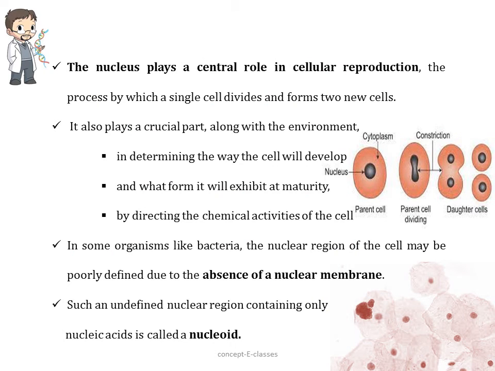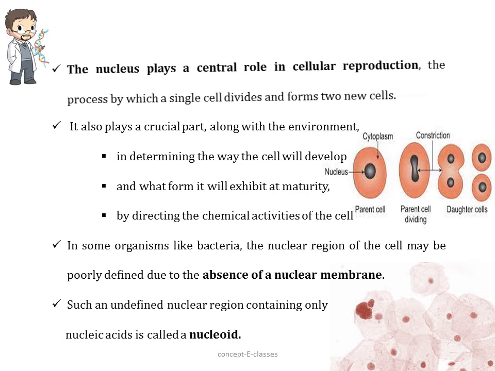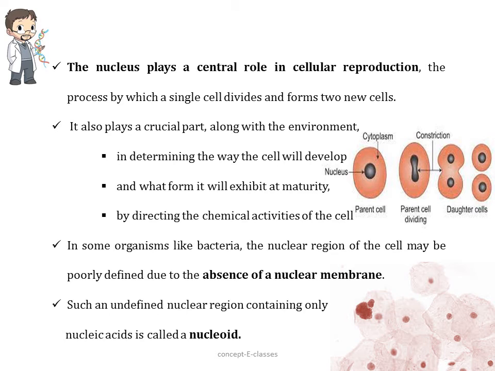Now let's see some of the functions of the nucleus. The nucleus plays a central role in cellular reproduction, a process by which a single cell divides and forms two cells. It also plays a very important part, along with the environment, in determining the way the cell will develop and what form it will exhibit at maturity, by directing the chemical activities of the cell. So along with cellular reproduction, the nucleus also controls the cell's growth.